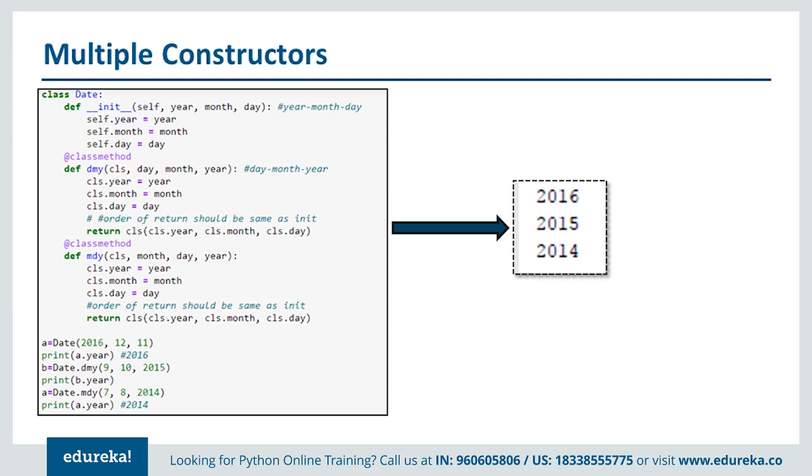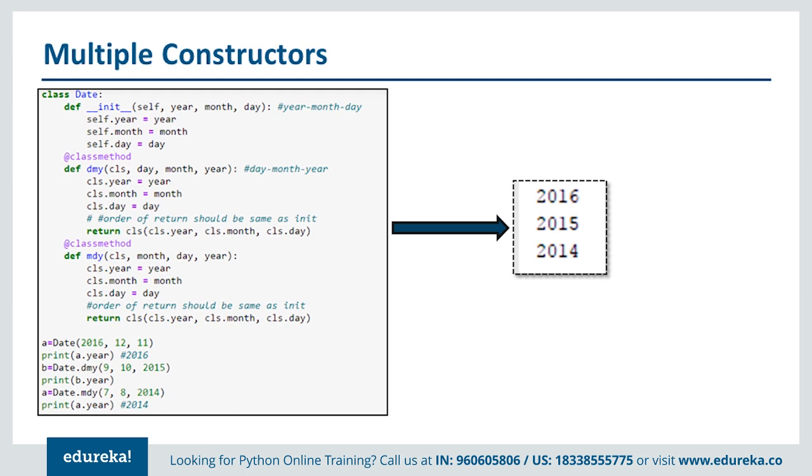Now I just simply did a.year, which means that I am just trying to fetch the year attribute. If I say print a.month, then the particular month value will be printed. And if I say a.date, then the particular day value will be printed. Now this is happening because of the constructor, the init constructor, which is happening over here.